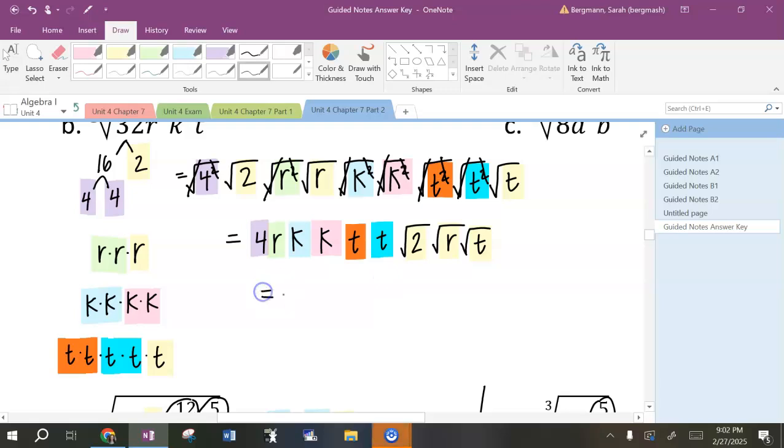So now to simplify my answer, instead of putting 4rkkt, I'm going to make this 4rk squared t squared, because k times k makes k squared, t times t makes t squared. And then under my radical, I'm going to just extend it and put this all together. 2rt.